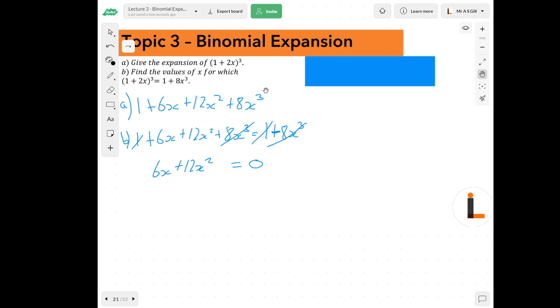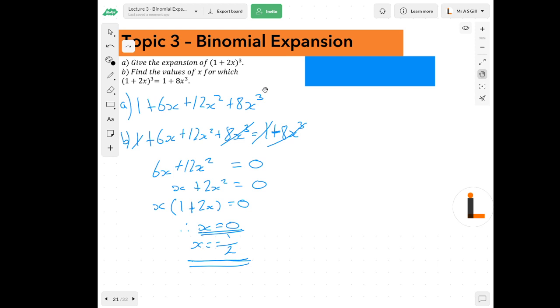So let's divide through by 6 first, and we're going to get x plus 2x squared is equal to 0. And if we factor out the x, we get x, and then 1 plus 2x is equal to 0. So now we get our two solutions. Therefore, x equals 0 or x equals minus 1 over 2. And both of those are the solutions that we need.